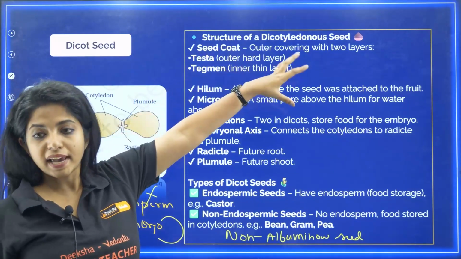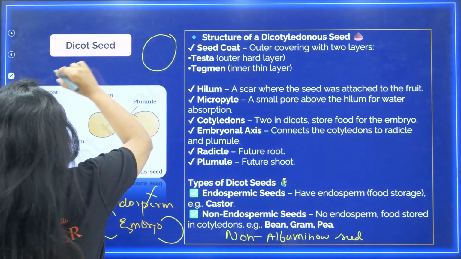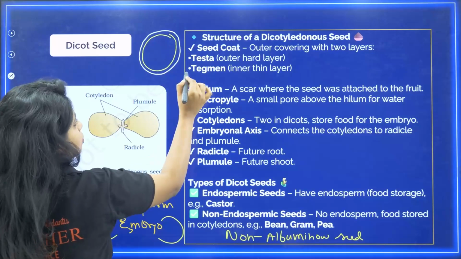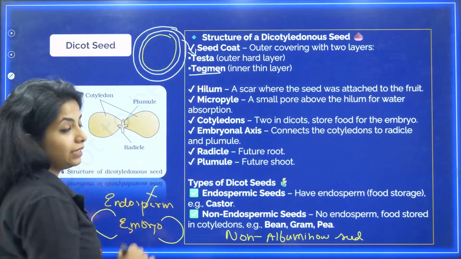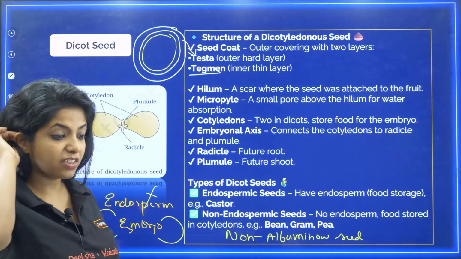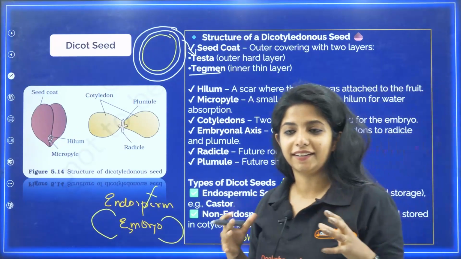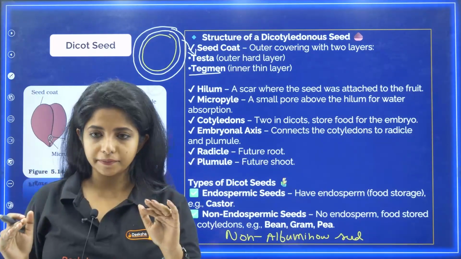A seed also has a seed coat, I told you. Basically there is an inner coat and an outer coat. The inner coat is known as tegmen, and the outer one is known as testa. It is testing the resistance of the wall; nothing can enter the testa. So testa is the outer wall, and the inner layer is known as tegmen.